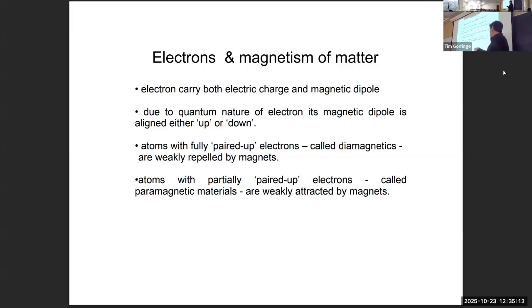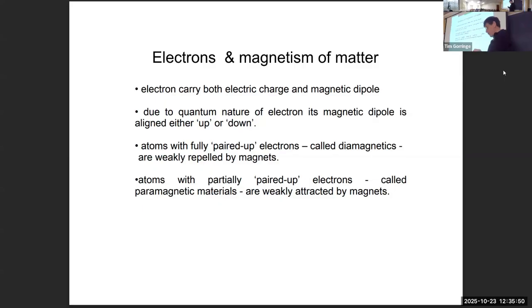There are two categories of magnetic materials that I wanted to mention. One category is diamagnetic materials. The other category is paramagnetic materials. In diamagnetic materials, all the electrons are paired up together, so obviously it has an even number of electrons. Those materials have the property that they are weakly repelled by magnets. And I'm not going to be talking about those.